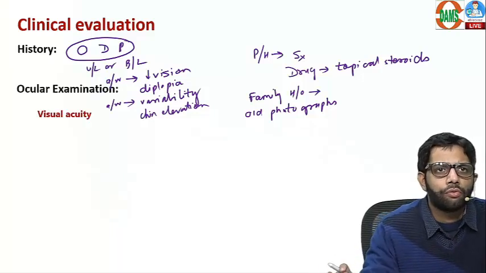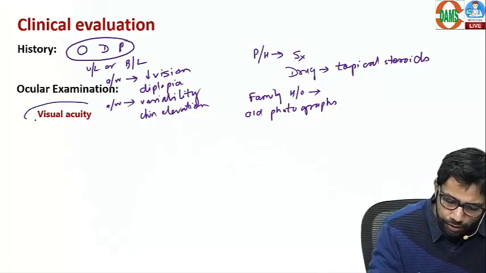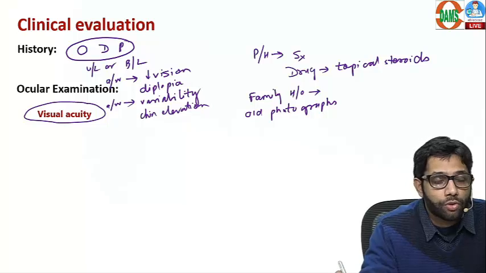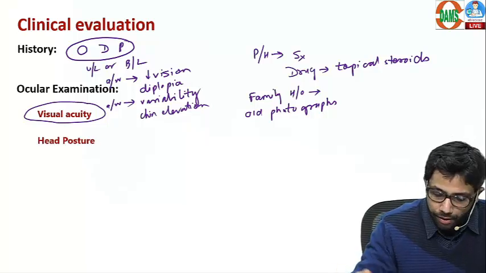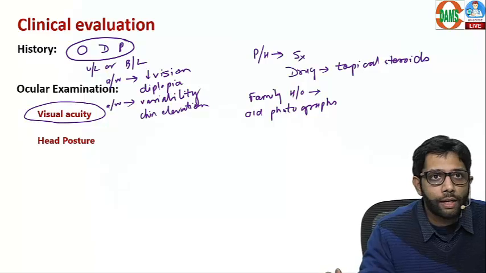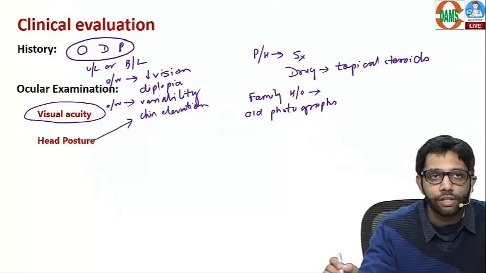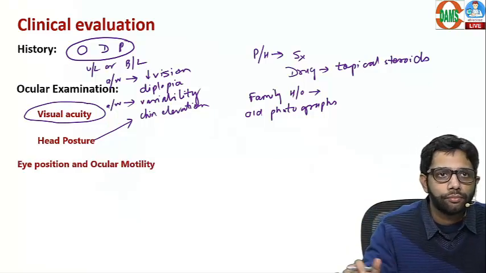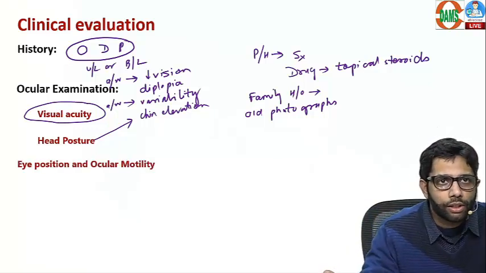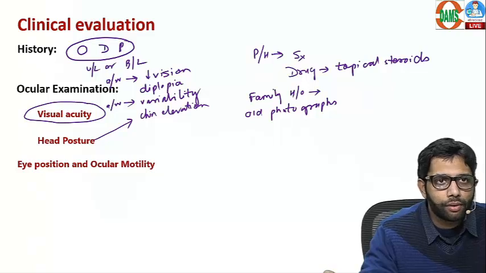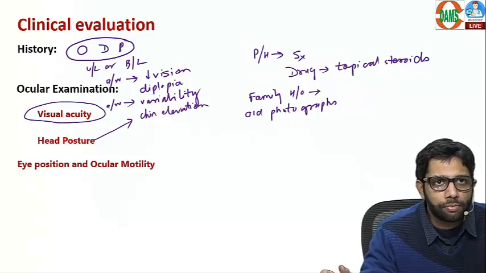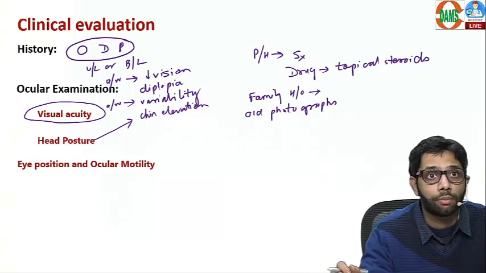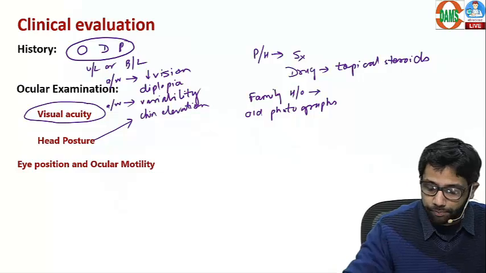Starting, obviously, with visual acuity. Why is visual acuity important here? Because the congenital ptosis patient can have amblyopia. So visual acuity is very important. Head posture. As I told you, why head posture? Because they can have chin elevation. They can elevate the chin to see. Eye position and ocular motility have to be checked for ruling out third nerve palsies or ocular deviations, or if the patient has a double elevator palsy, as I told you, SR palsy.